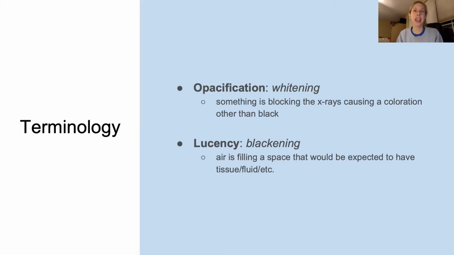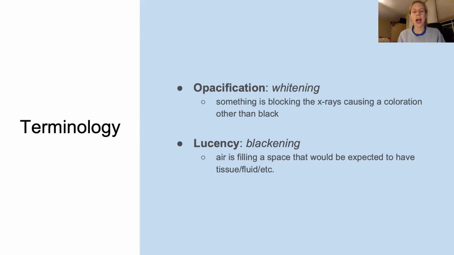So an opacification is basically a whitening. So it's something that is there in the tissue that is blocking the x-rays, that's causing some more white than normally would be there. So these terms are always in reference to what should be there. So an opacification is a tissue that normally would be darker, but now it's lighter because of something there.